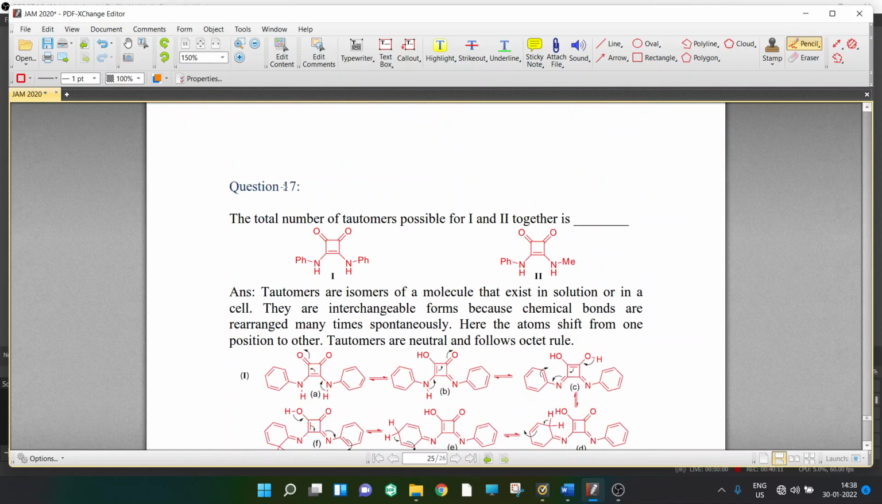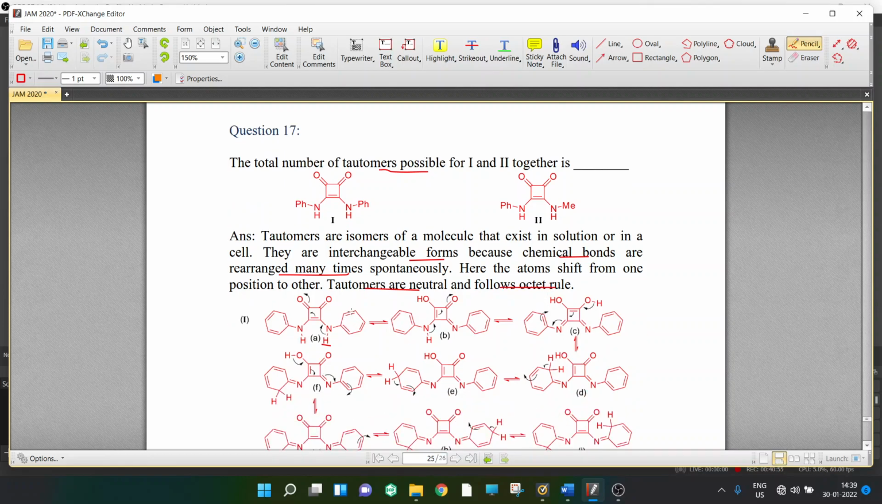Let's move. Question number 17. It says the total number of tautomers possible for 1 and 2 together. So first we have to understand what tautomers are. In tautomers, what happens? First it exists in solution generally, and there are many interchangeable forms because chemical bonds are rearranged simultaneously. Most important thing is here atom actually shifts. When you talk about resonance, we only show electrons moving, atom does not move. But in tautomerism, atom moves. See, I will show you here, hydrogen is moving. And apart from that, tautomers are neutral and follow the octet rule.